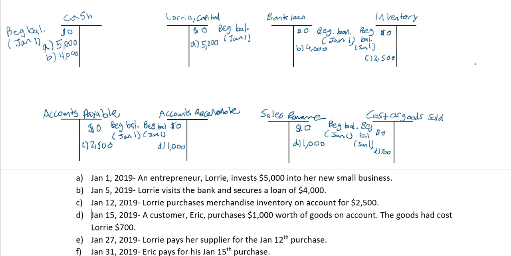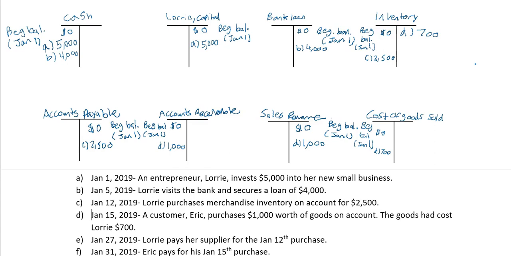And when we sell something, where does it come out of? Well, it comes out of our inventory. Right? Once it's sold, we no longer have it. So we'll go up here and we'll make a credit to inventory to decrease it by the amount of $700.